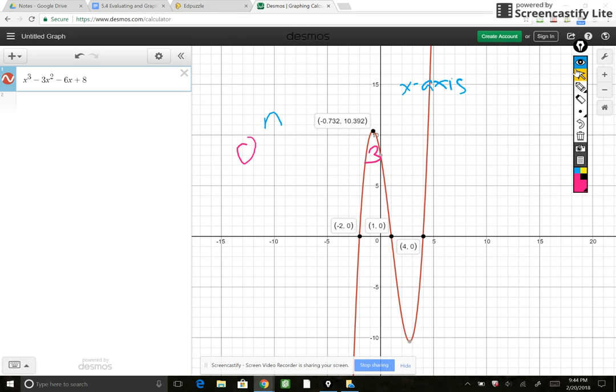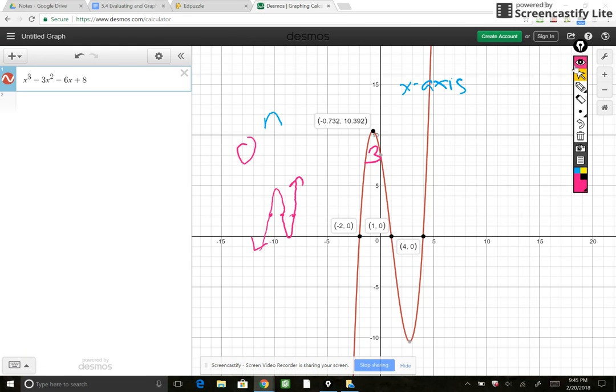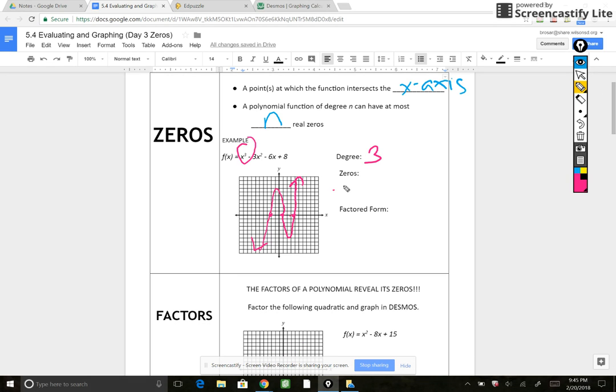So it crosses at -2, 1, and 4. Don't worry about the max and min right now. So my zeros are where it crosses the x-axis. So if you notice on Desmos, it is crossing at -2, 1, and 4.